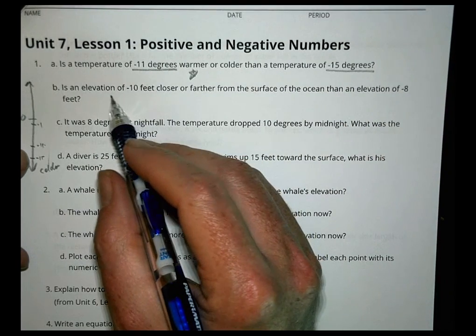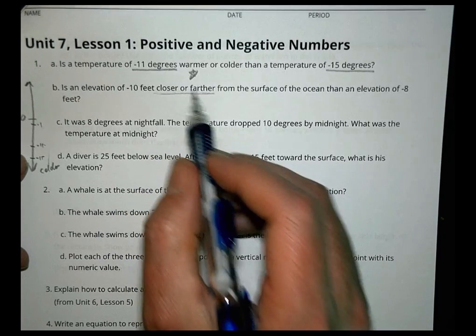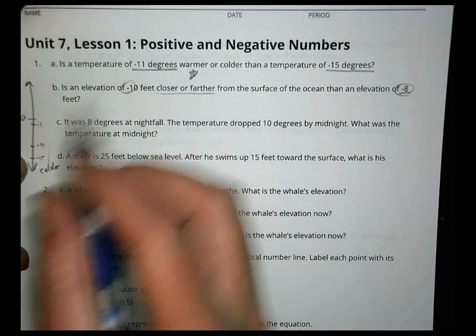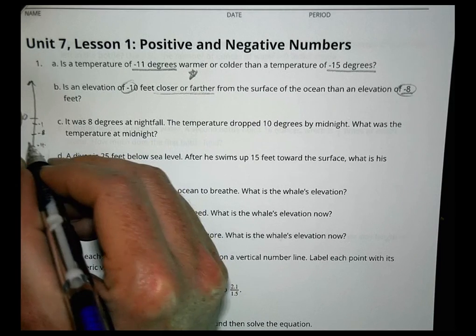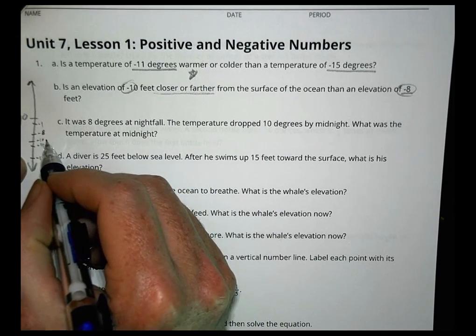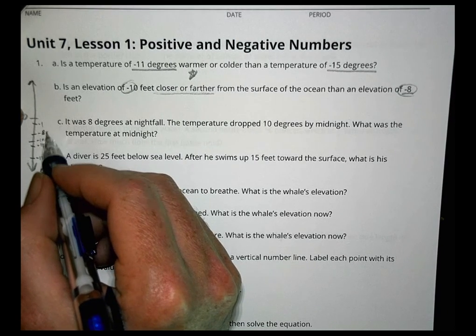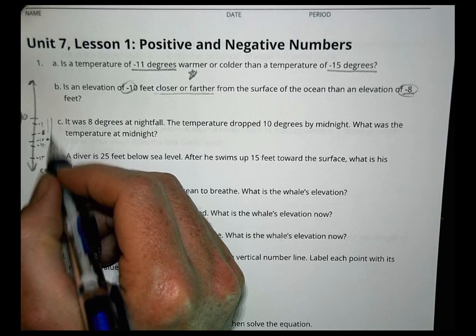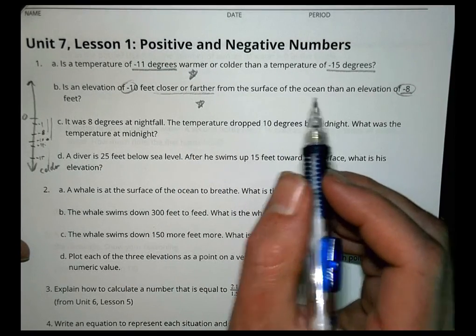In terms of elevation, is an elevation of negative 10 feet closer or farther from the surface of the ocean than an elevation of negative 8 feet? So if we did a negative 8, let's put negative 8 there, and negative 10 there. So is negative 10 feet, this one right there, closer to sea level at 0 or further away than an 8? Well, 8 is here, 10 is here. It looks to be further away, doesn't it? So it's farther from the surface, based upon what we see.